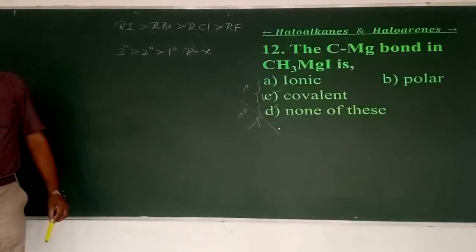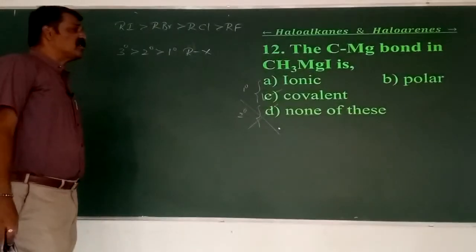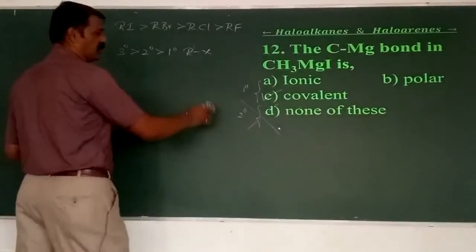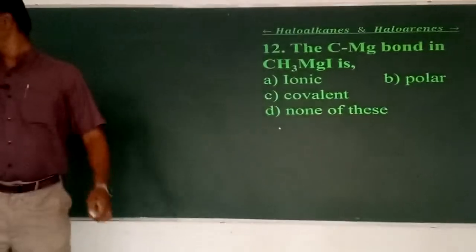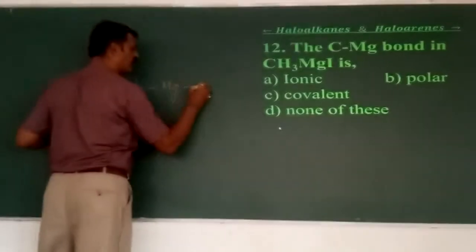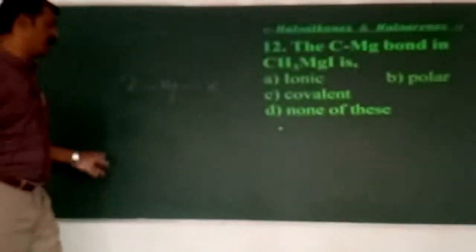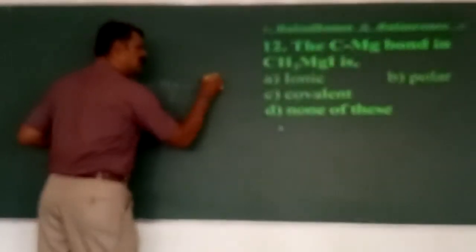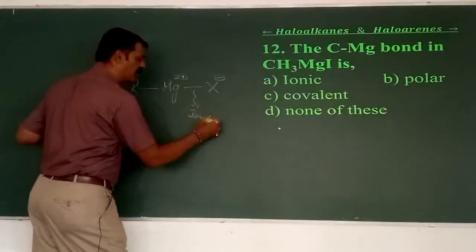Let's move on to the 12th here. The C-Mg bond in case of CH3MgI is what? RMgX is called Grignard reagent, alkyl magnesium halide. Halogen is minus, magnesium is 2 plus, magnesium is bivalent. Means this bond is purely what? Ionic.